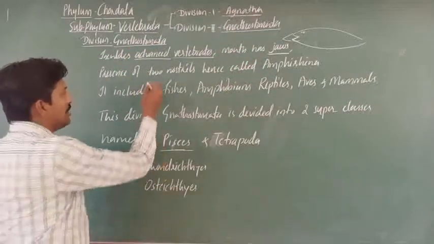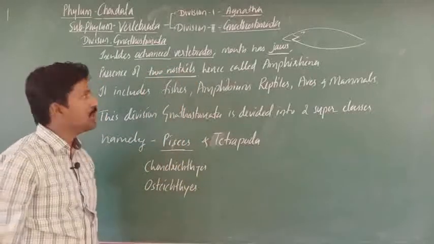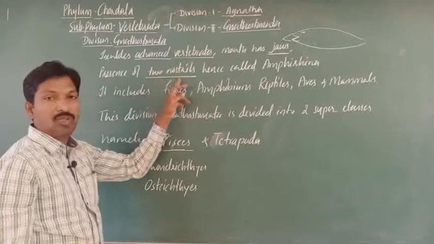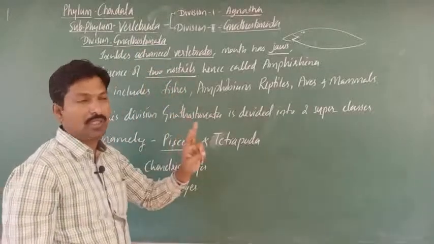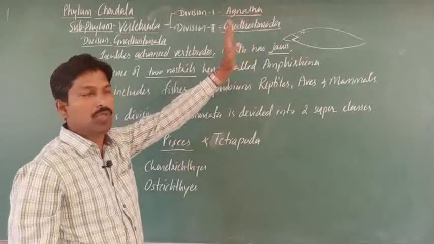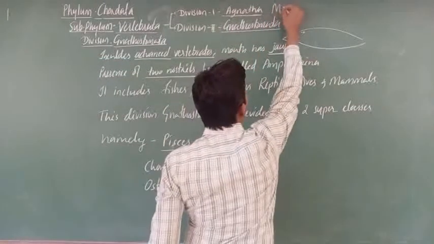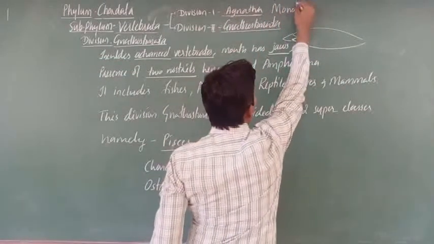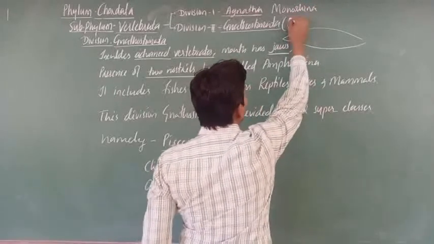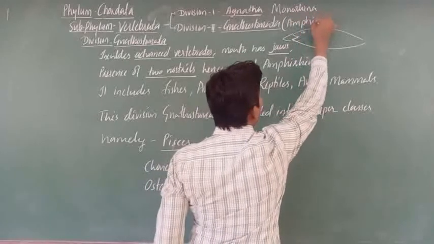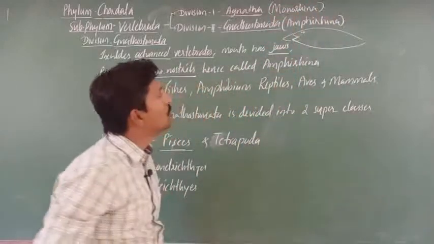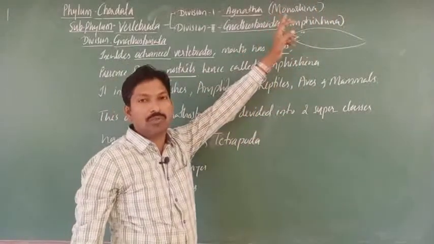One more important feature of Gnathostomata is the presence of two nostrils. In Agnatha, it was also called monorhina, because only one nostril was there in this case.